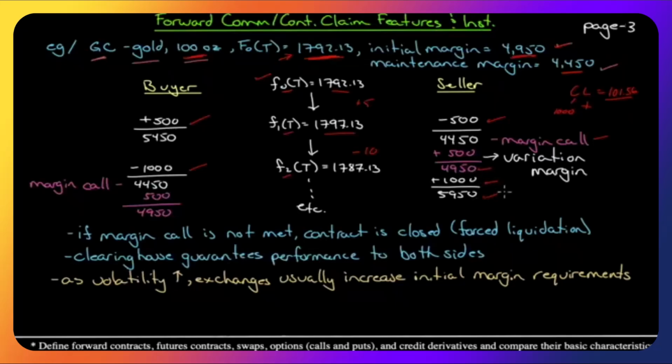The long position lost $1,000 because the price dropped, but the short position gained $1,000. So they're now at $59.50. The buyer is now at $44.50. They have a margin call. They must bring their account back up to $49.50.